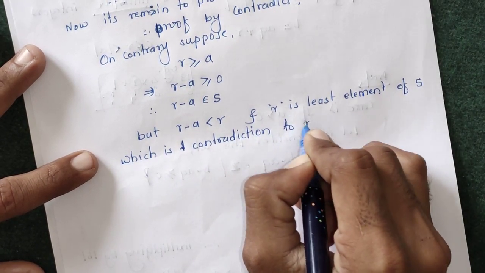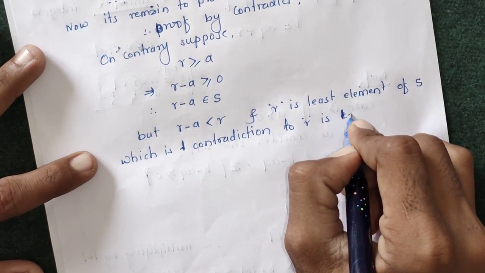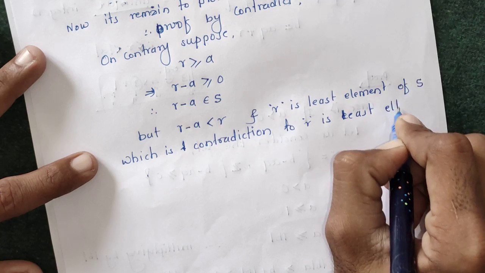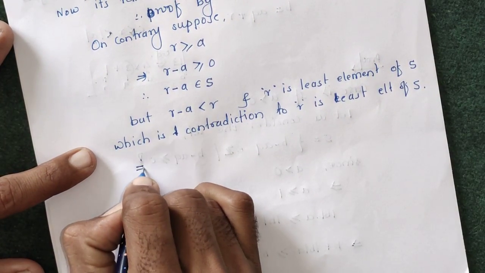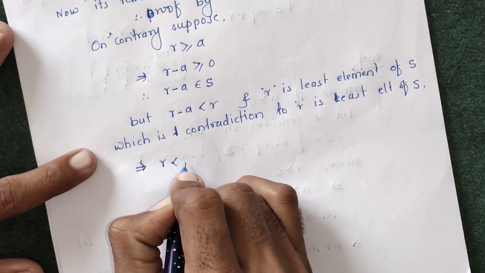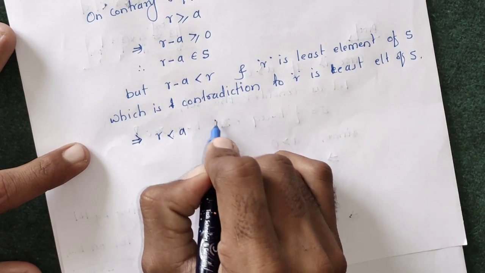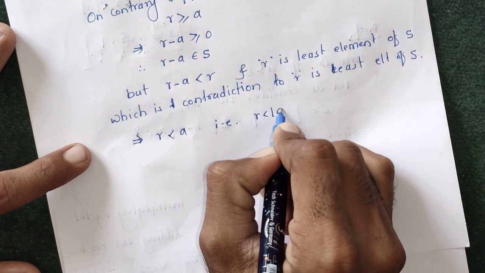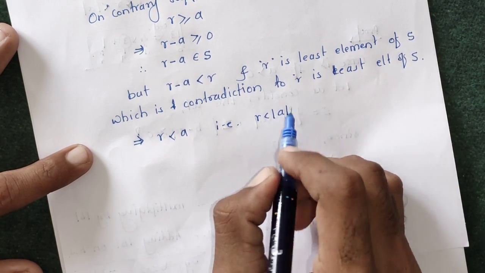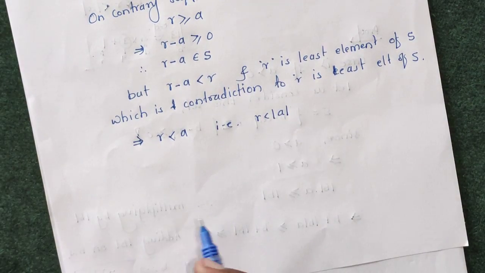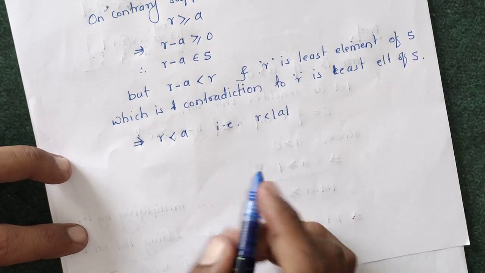r is the least element of S. Therefore r must be less than a, that is, r must be less than mod a. We are writing r is less than a, that is, r is less than mod a, since a is positive. So mod a is again a positive number.